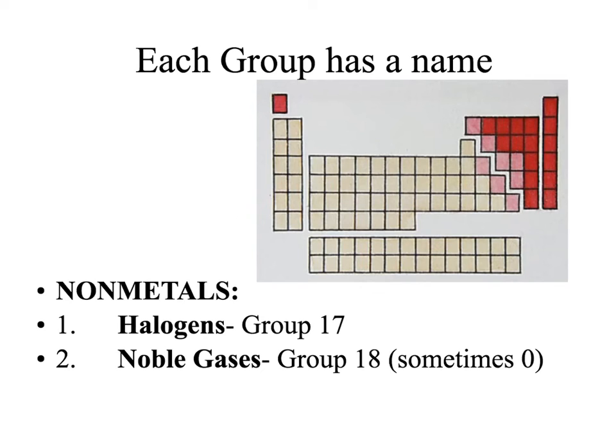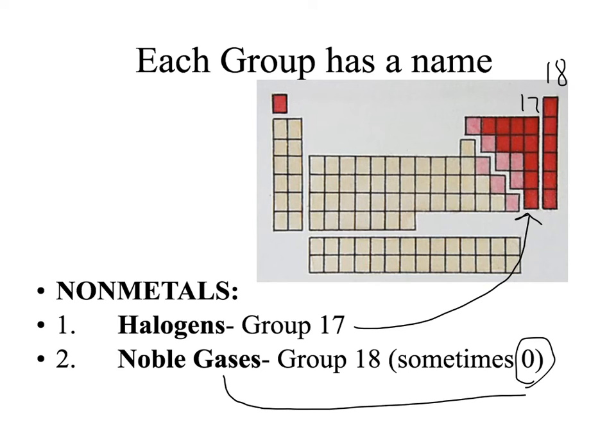As for nonmetals, the two main families I want to talk about are the second to last group, group 17 right here. These are called the halogens. And then the very last group, group 18, or sometimes it's called group 0. These are called the noble gases, and they tend not to react with much. And when we get into chemical reactions, we'll see why noble gases usually aren't much of a part of it.